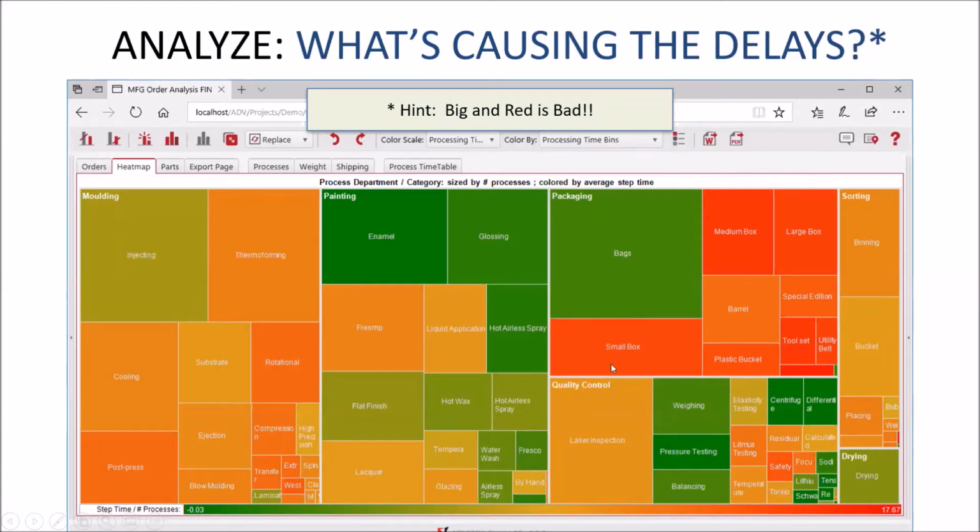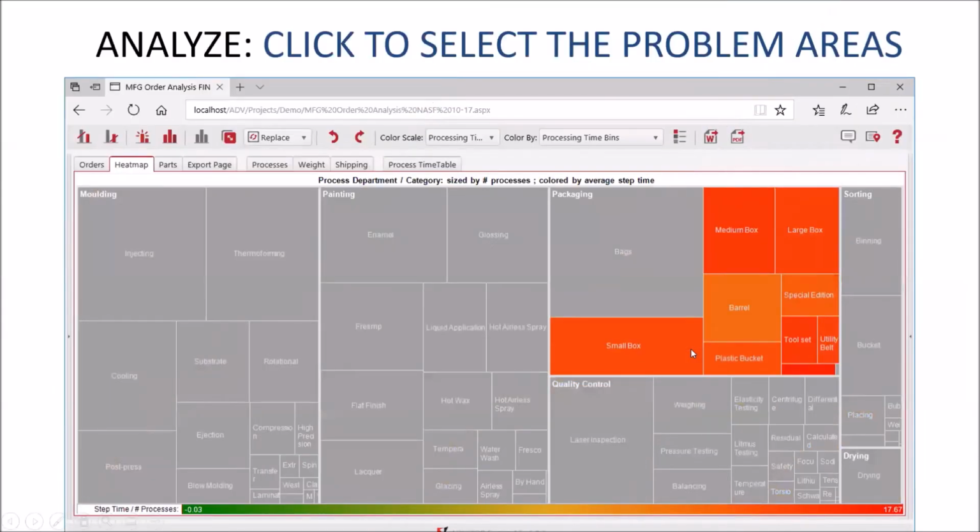So if you look at this, and red, big and red is bad, what jumps? Well, one thing is there's a lot of big red stuff in packaging. So I'm visually clued in that it appears I have some problems in packaging, and it's not bags, they're big and green. It's boxing and barrels and small boxes and buckets. All these packaging areas are causing me problems at the process step. So I can take the mouse, this was active, and just click on the dashboard to grab these red things. Then I can go over here and drill down on it.